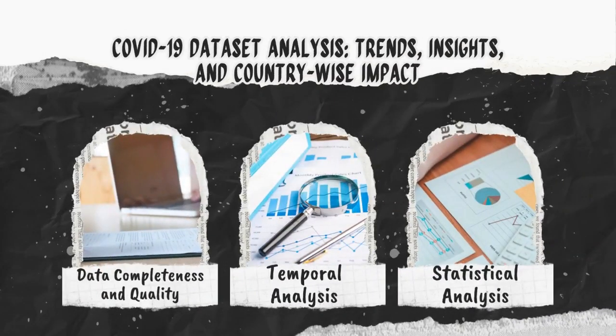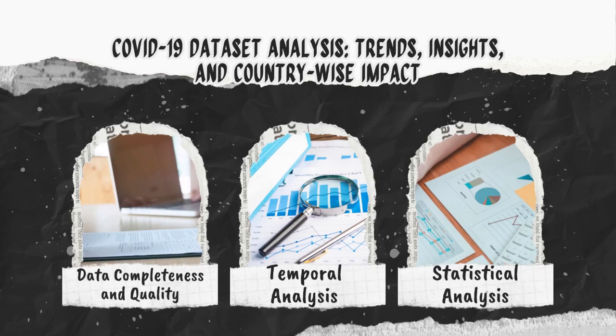In this slide we talked about COVID-19 dataset analysis, trends, insights, and country-wise impact. First one is data completeness and quality. First, let's take a look at the dataset's completeness. We've ensured that all essential columns have no missing values, and we've replaced any null values with zeros for consistency. Second is temporal analysis. Now, let's visualize the data over time. We've calculated monthly averages for confirmed cases, deaths, and recoveries, giving us a clear picture of the trends.